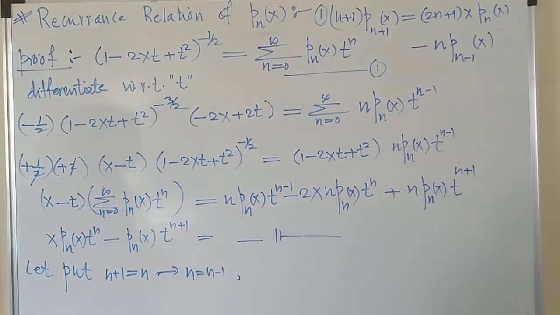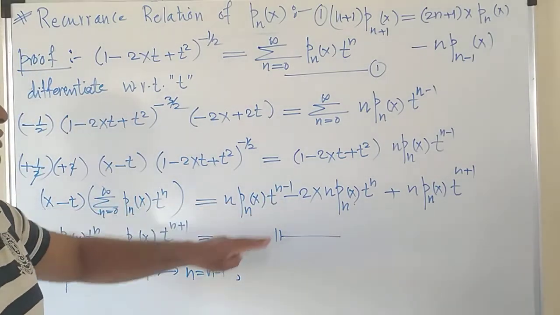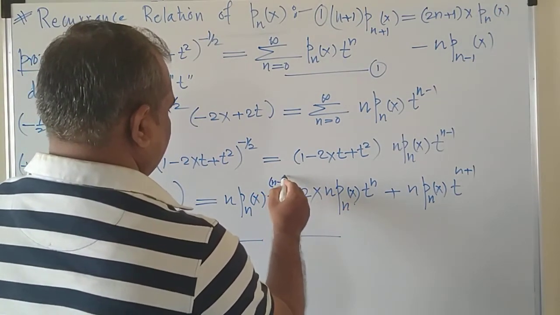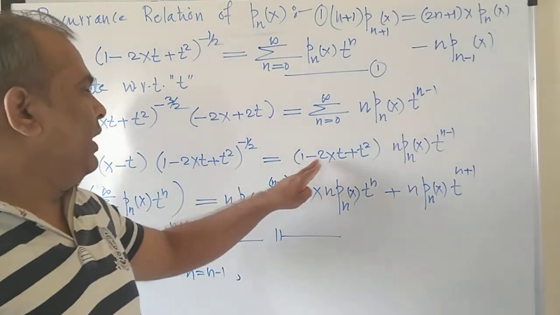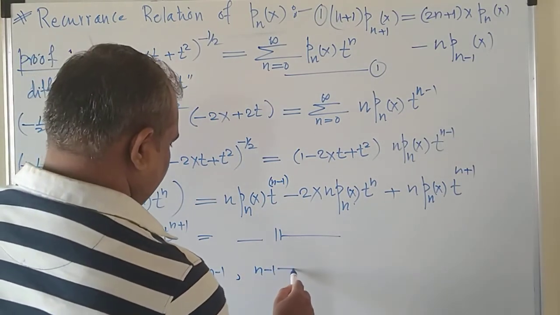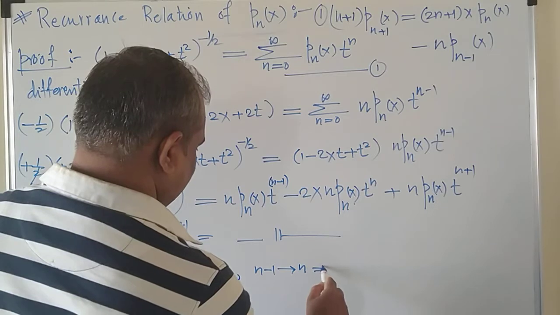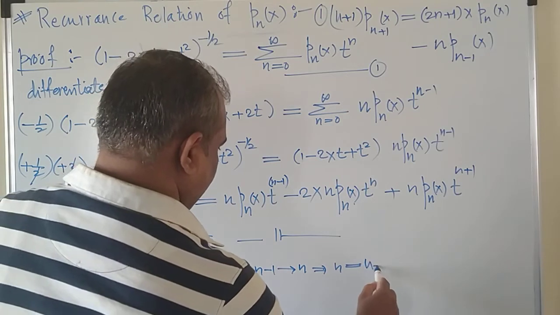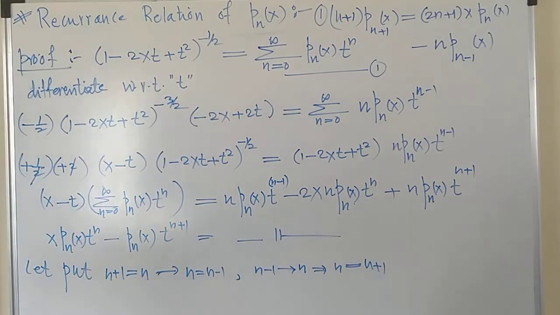Yes, Pn of x t raised to n minus 1. I will write somewhere here n minus 1 into this term t raised to n minus 1. So n minus 1 must be replaced by n. This implies that n must be replaced by n plus 1 for this case. Right? Now do the changes in the above relation, and let us see what we will get.